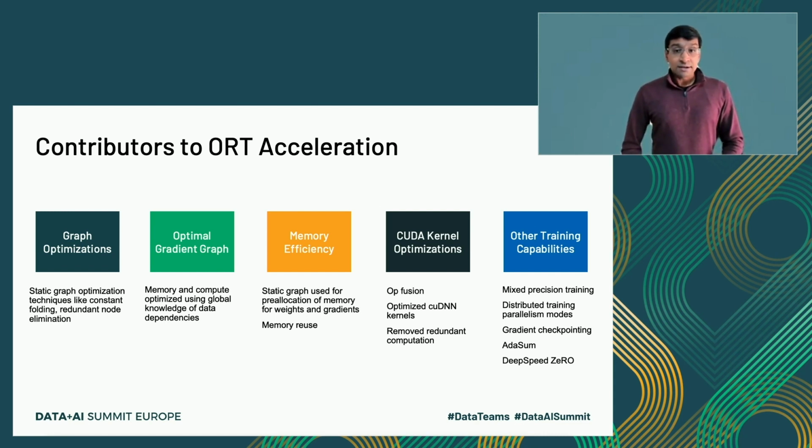The second kernel optimization is on reimplementation. ORT optimized some CUDA kernels to make them faster. The last kernel optimization is on eliminating some redundant computations in the kernels. ORT also supports capabilities like DeepSpeed ZeRO stage one, mixed precision training, and distributed training that help speed up training. Let's double click on these native training capabilities.